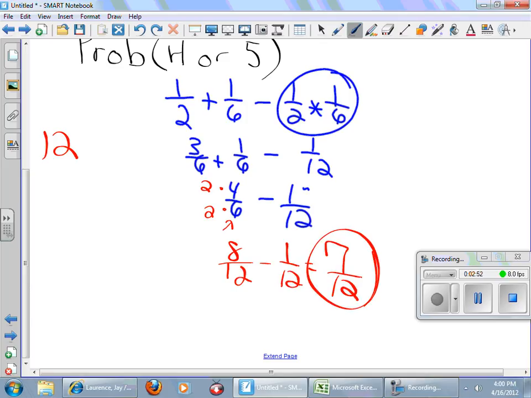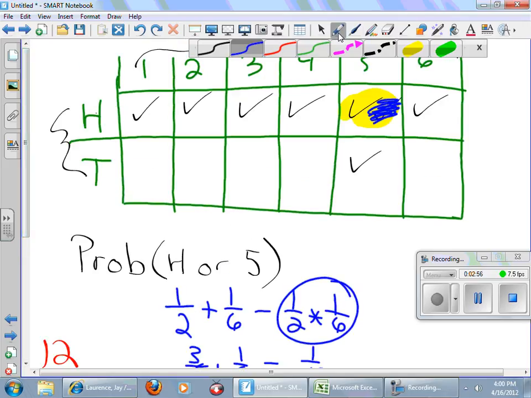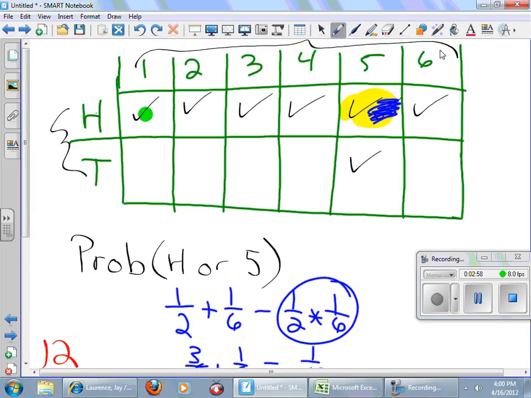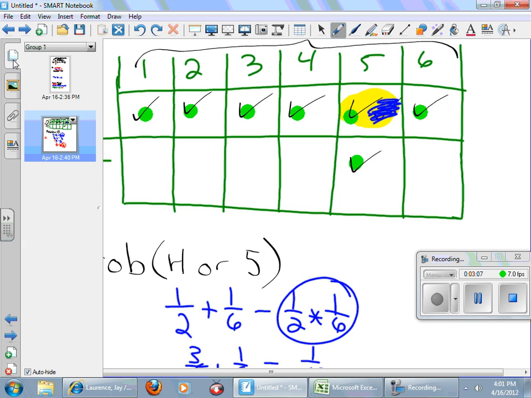And there it is. Now let's check this out. Let's go up here and count our check marks. All right, 1, 2, 3, 4, 5, 6, 7. How many total boxes are there? There's 12. 7/12. You see how that works? All right, let me see.